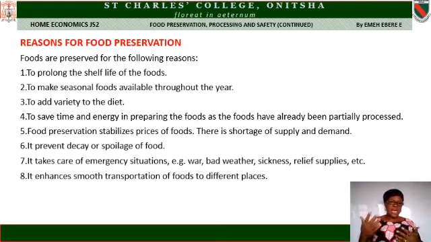Number 7, it takes care of emergency situations: war, bad weather, sickness, relief supplies. For example, in this COVID-19 era, COVID-19 caused a lot of havoc in the society. Before the lockdown, you see some parents go to the market, buy a lot of food and store in their house. And some even buy and give to the poor as a relief. So it helps us a lot. Number 8, it enhances smooth transportation of food to different places.